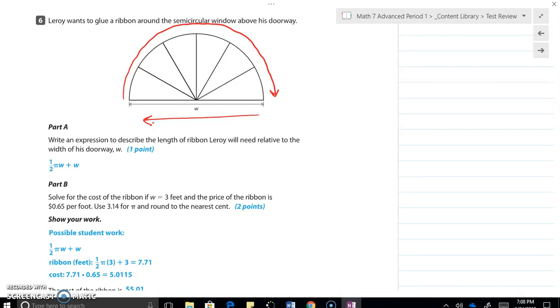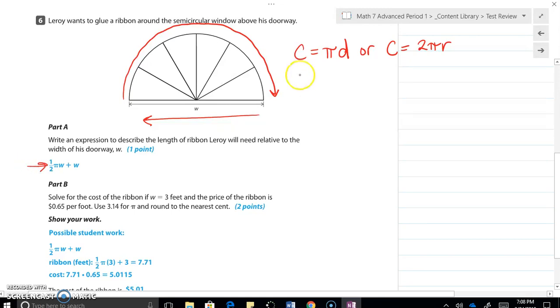Okay? So we're working with the formula circumference is equal to pi times my diameter, or circumference is equal to 2 pi times the radius. Those are both the formulas for the circumference of a circle. Now, how did they get to 1/2 pi times W plus W? In this particular problem, the circumference is pi times W, which is going to stand as our diameter.